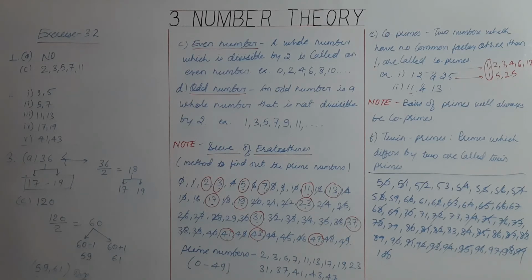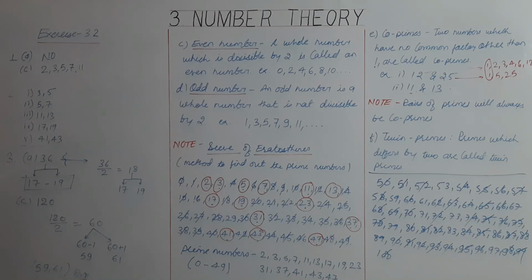Next, 31. For 31 we have 31, 62, and 93. Next, 37. 37 into 2 is 74. Then 41: 41 and 82. And for 43, 43 into 2 is 86.